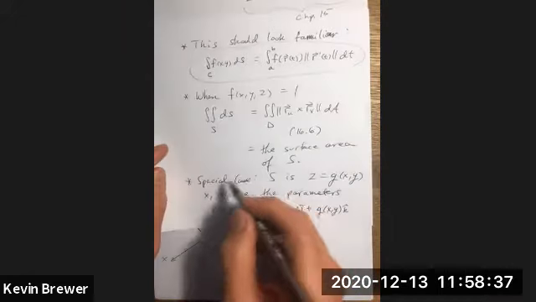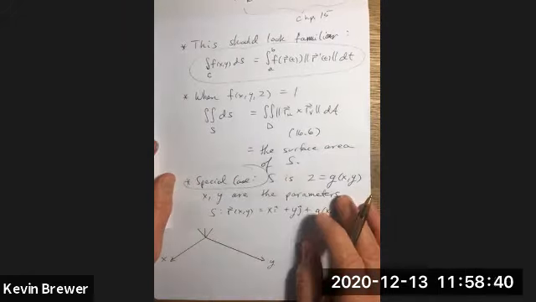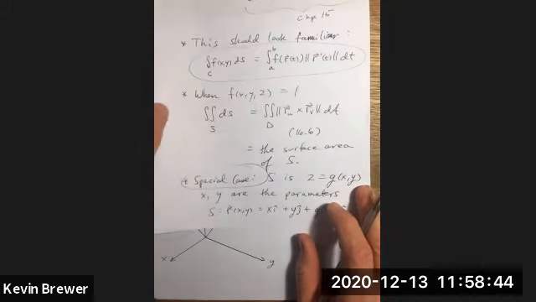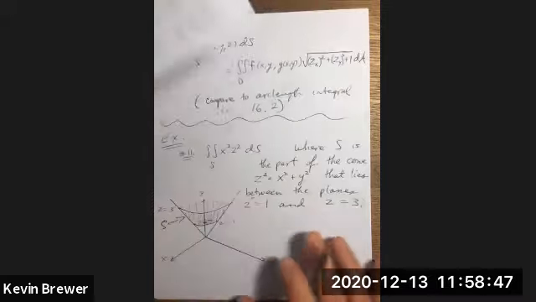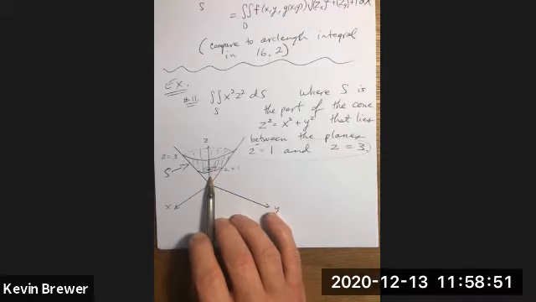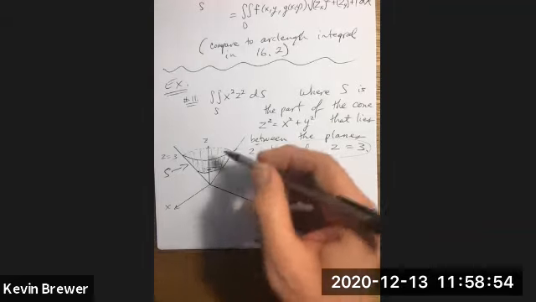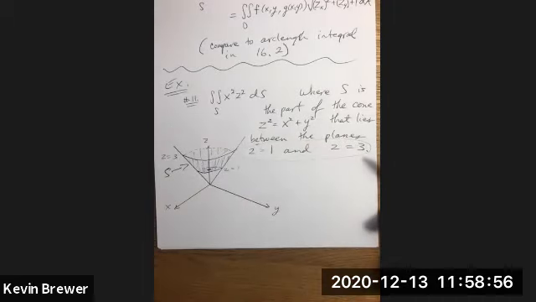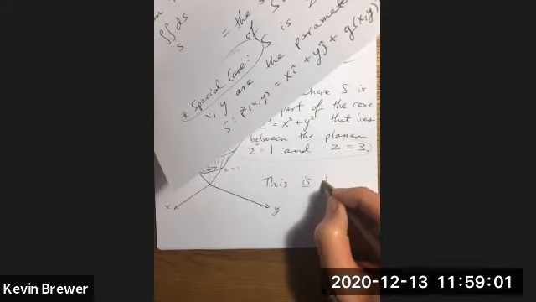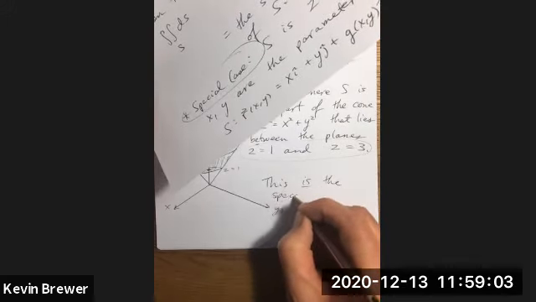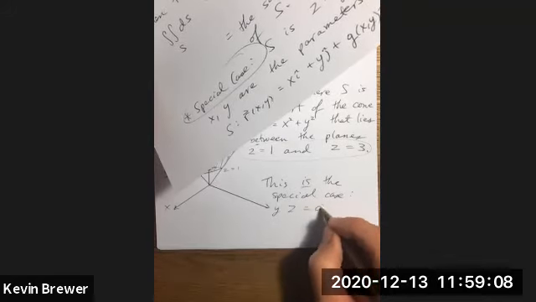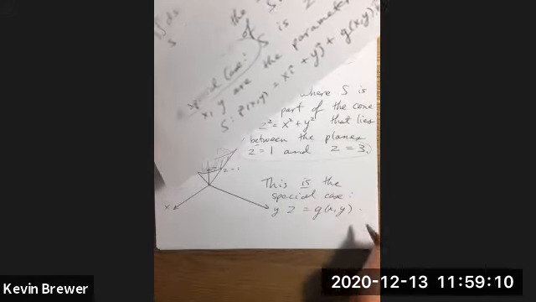Well, the first thing you should ask yourselves in any case is, is this the special case? Is this the case where the surface we're integrating over is given as a function of x and y? Does this surface pass the vertical line test? And the answer is yes. This is the special case. z is equal to g of x and y here.